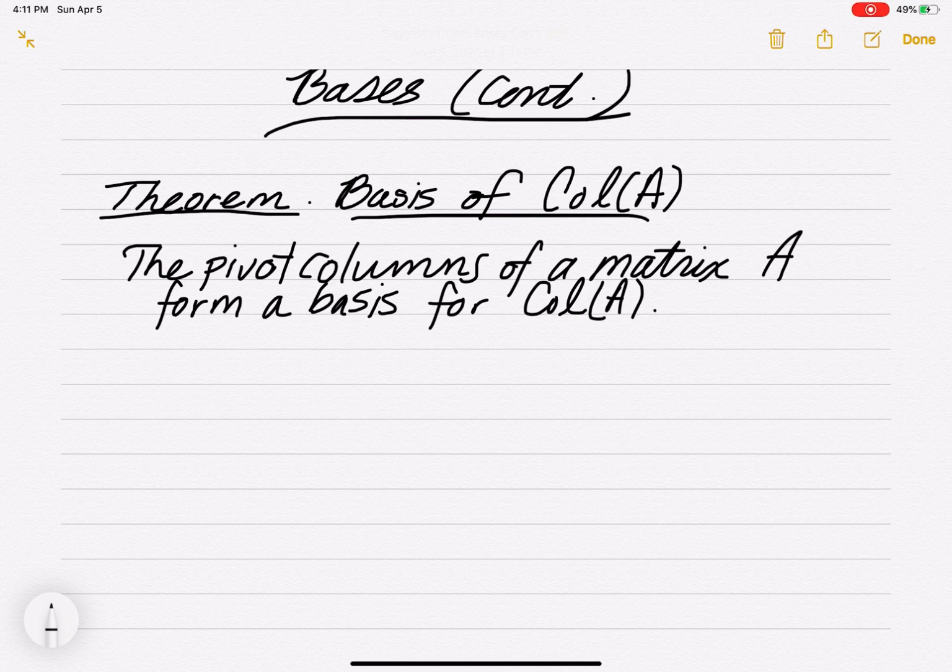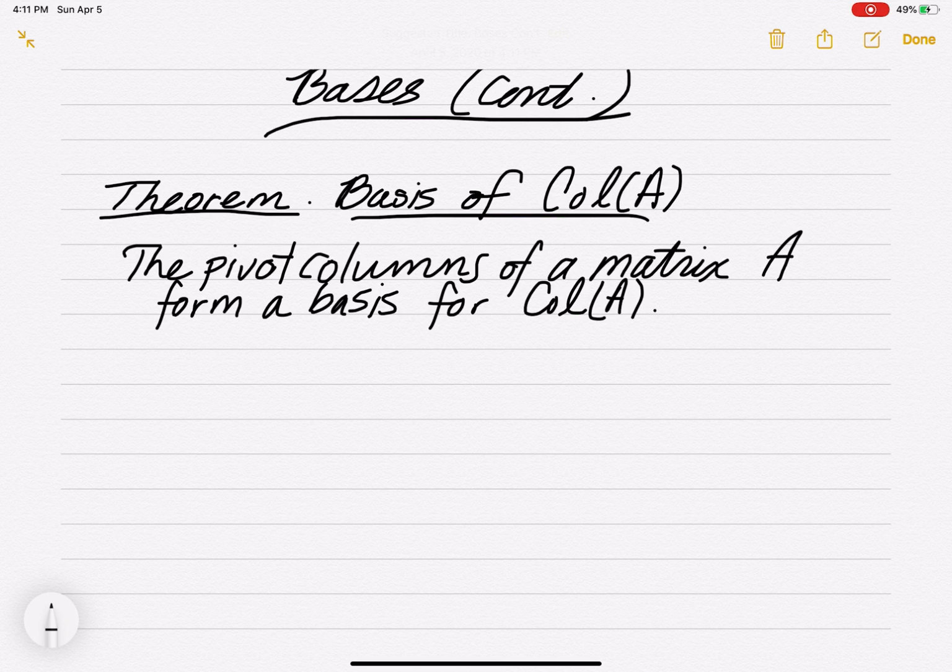So we're dealing with section 4.3, which is about bases. Remember what a basis is. A basis is a set of vectors coming from a vector space that spans a subspace. It spans it, and it's linearly independent.